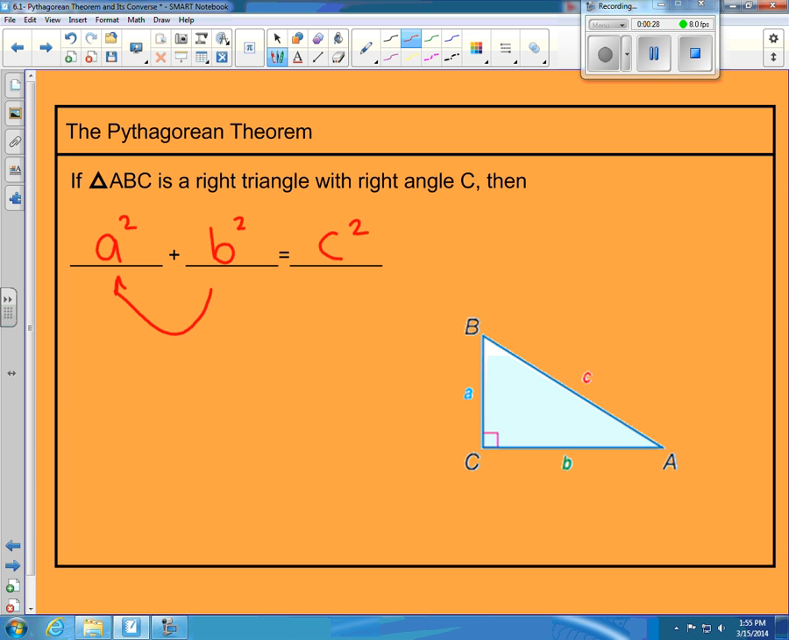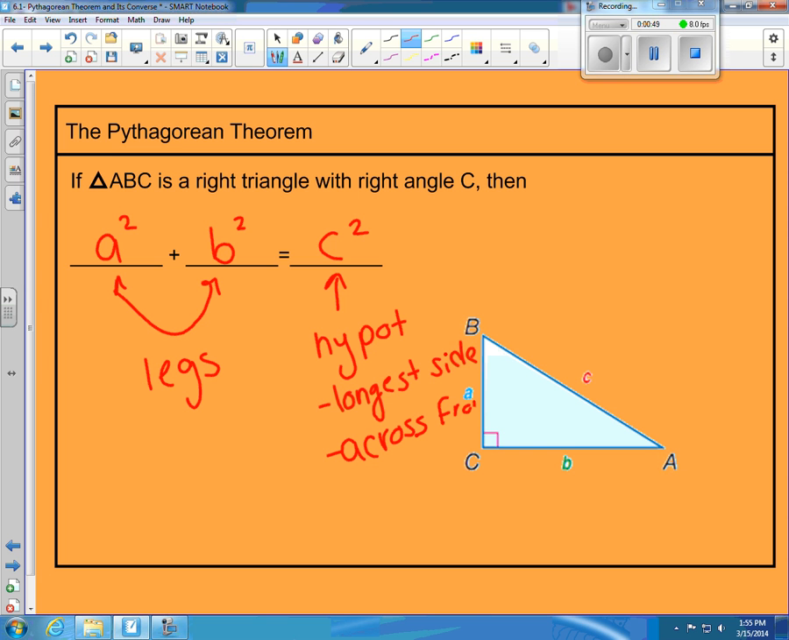Remember that a and b are the legs of the triangle, and that c is our hypotenuse. All right. Hypotenuse, remember, is the longest side. It also is the one that's directly across from the 90-degree angle. So if we look at our picture here, we see that our hypotenuse is across from that 90-degree angle.